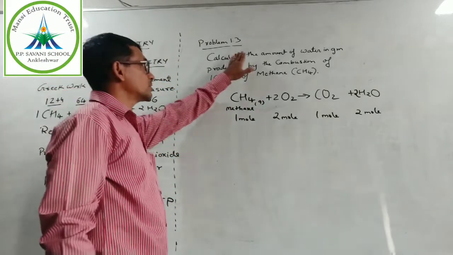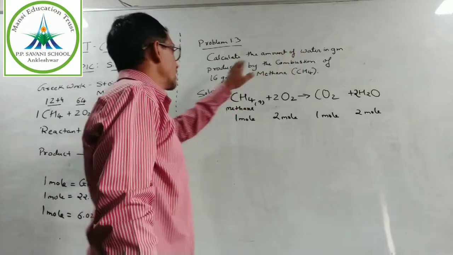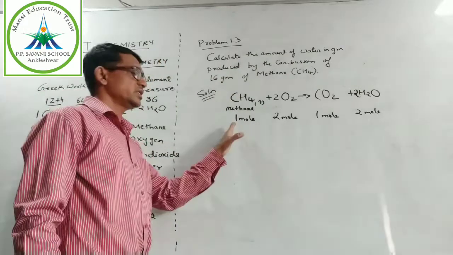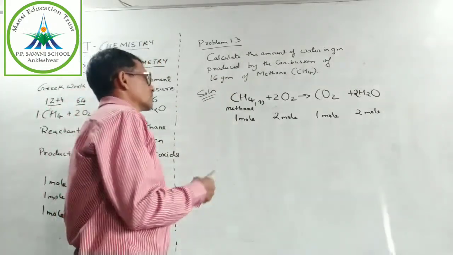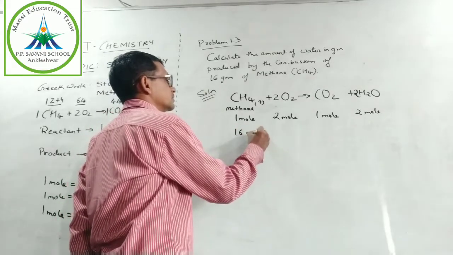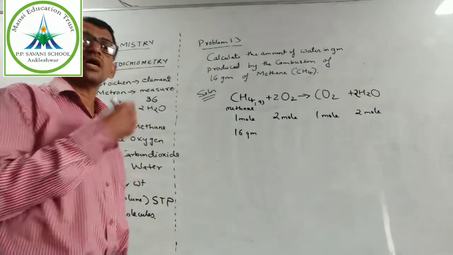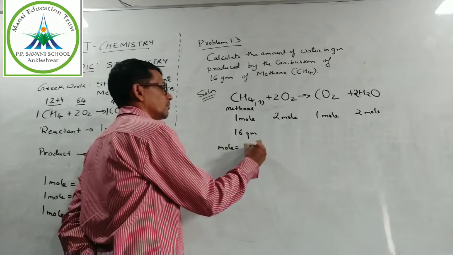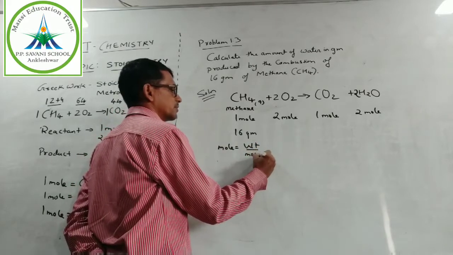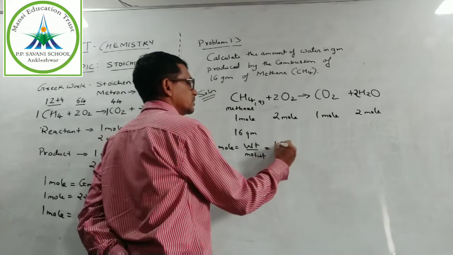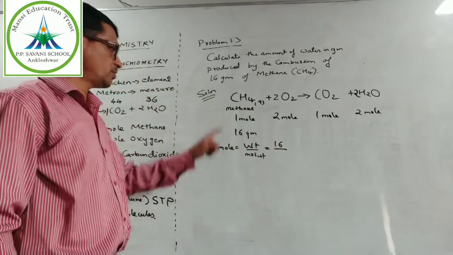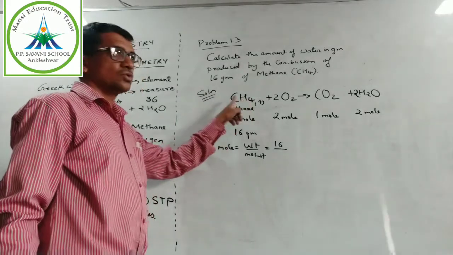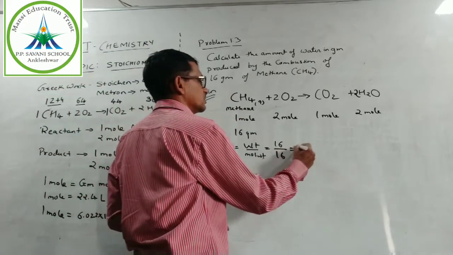Now on to our point. Calculate the amount of water in gram produced by combustion of 16 gram methane. Now if gram is given, you convert into mole. Mole is equal to weight upon molecular weight. Weight we have taken 16 gram. Molecular weight of methane: carbon is 12, hydrogen 1, but total is 4, so 12 plus 4, 16. So answer is coming 1 mole.